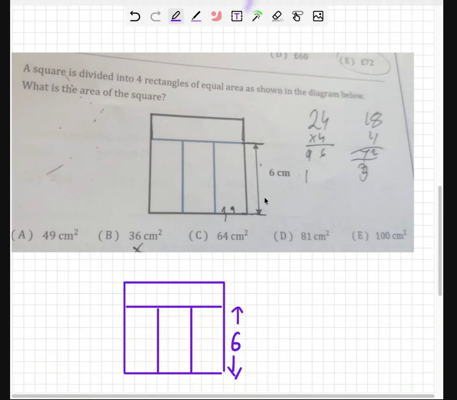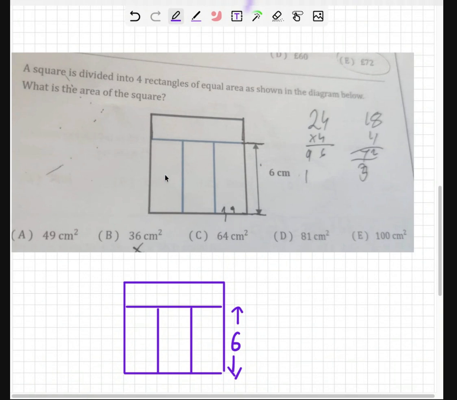Hi, so this is a tricky question where a square is divided into four rectangles of equal area as shown in the diagram below. What is the area of this square? Now you notice this 6 length is just the length of one of the rectangles, but it never says that the four rectangles have the same length and width.